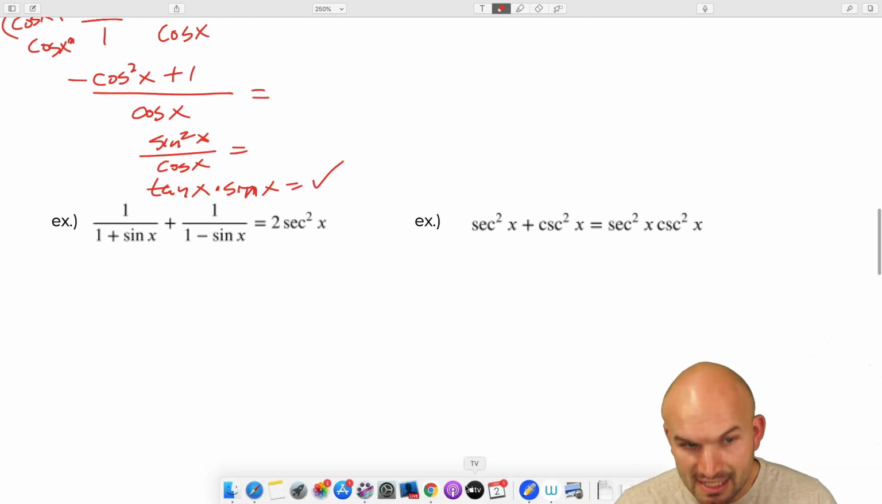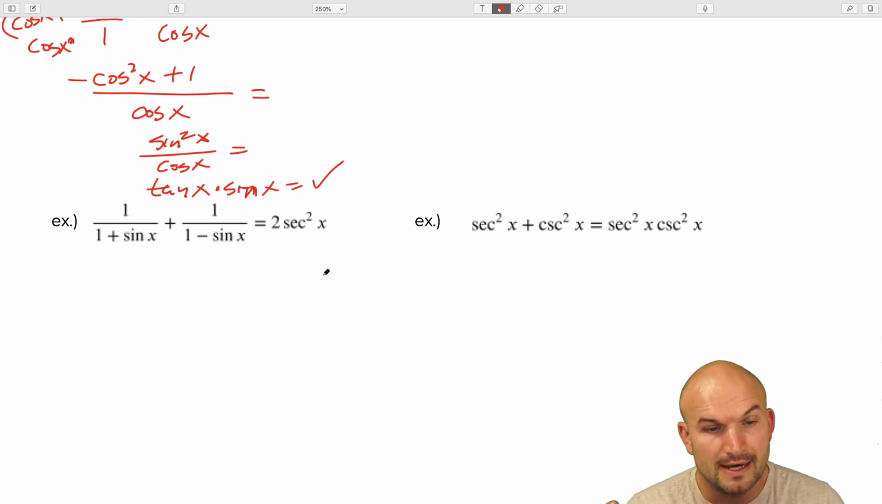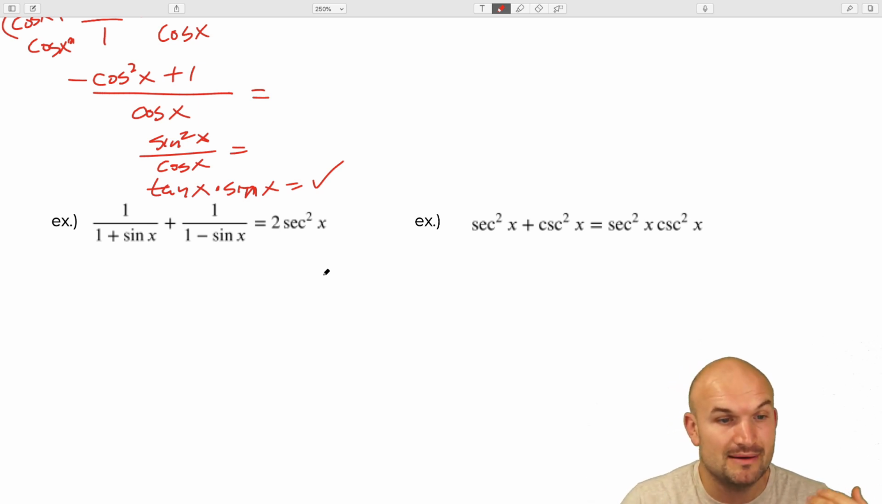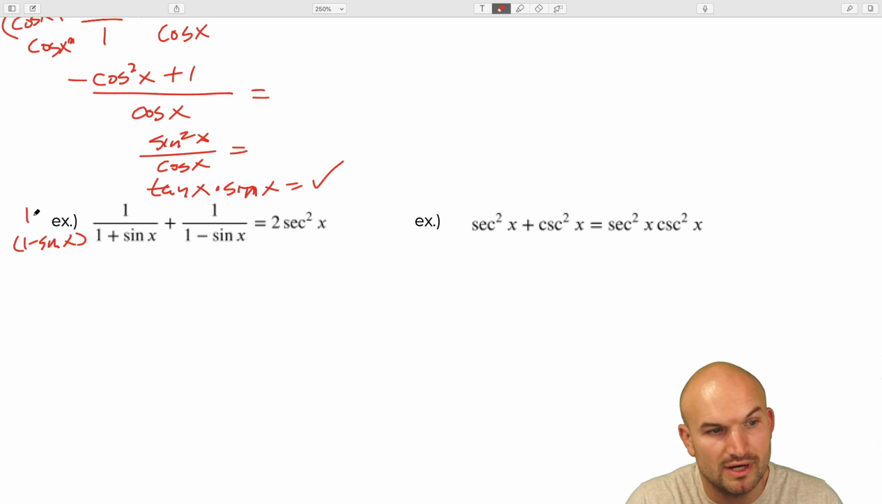All right, so now the next one, again, it can be kind of overwhelming. Students are like, all right, I have fractions on the left-hand side that are combined, and on the right-hand side, it's just 2 secant squared of x. But again, let's combine the left-hand side. Now, they look like they're the same denominator, or close to, but they're not exactly the same denominator. So we need to multiply by the common denominator, which in this case is going to be 1 minus sine of x times 1 plus sine of x. All right, so I'm going to multiply here, 1 plus sine of x, 1 plus sine of x.